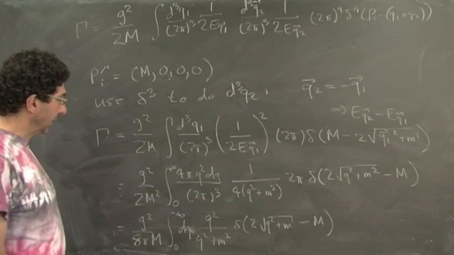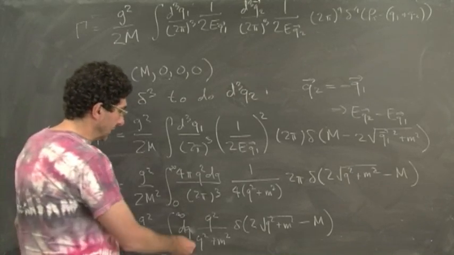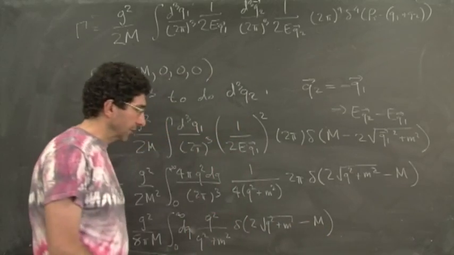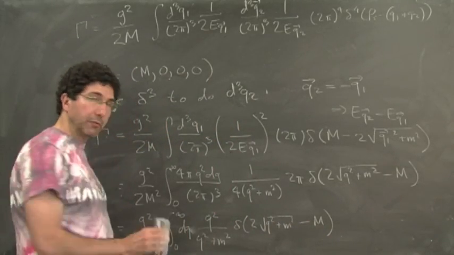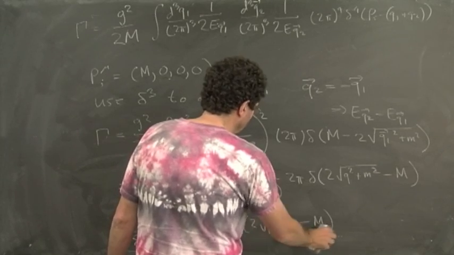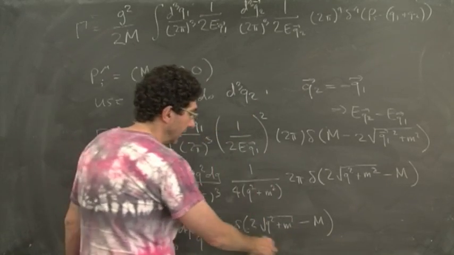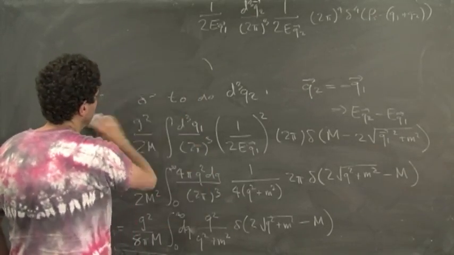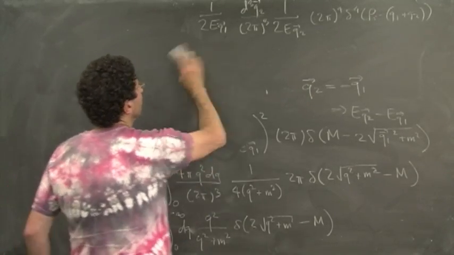Now, again, this is the world's easiest integral. We just have to evaluate the integrand when the argument of the delta function is 0. But we do have to be careful, because there's a non-trivial Jacobian factor coming from the fact that there's a function of q inside here.